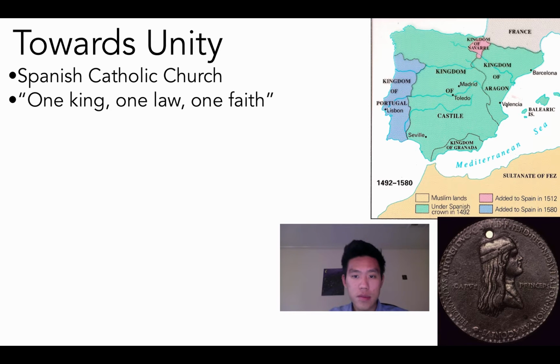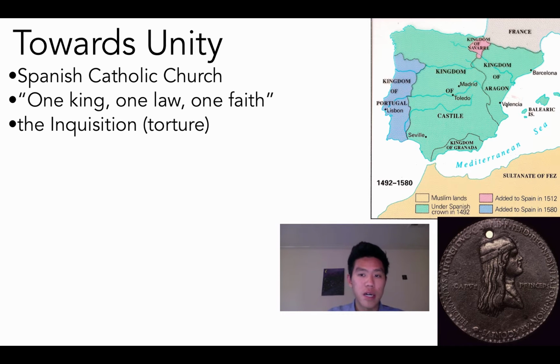So eventually, the Inquisition will come, and these are basically judicial courts that are trying to find out who are the legitimate Christians and Catholics, and trying to find out who are the Jews and the Muslims. And they're going to be using torture to find out who is loyal to the Catholic Church, essentially.